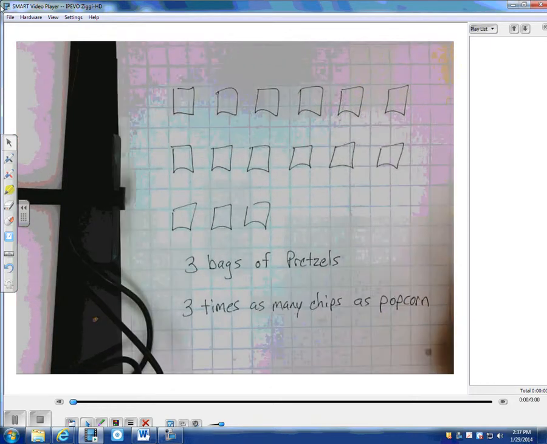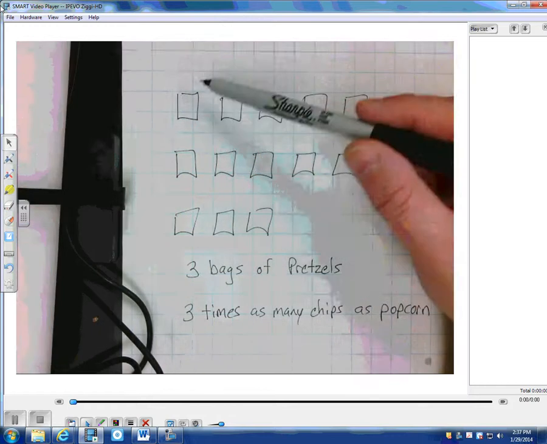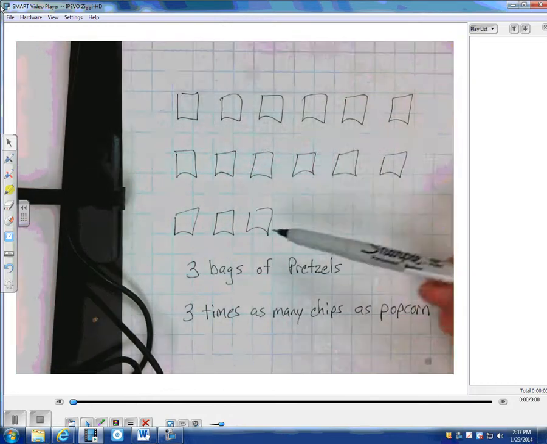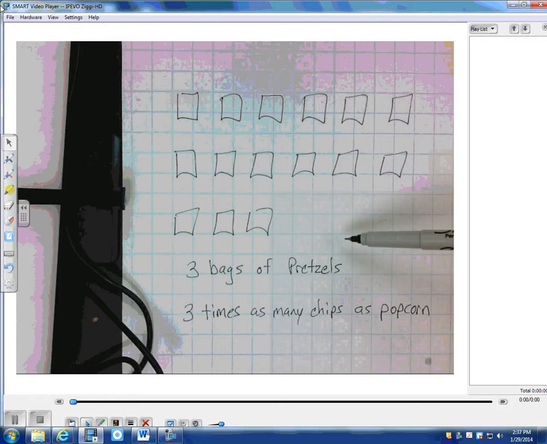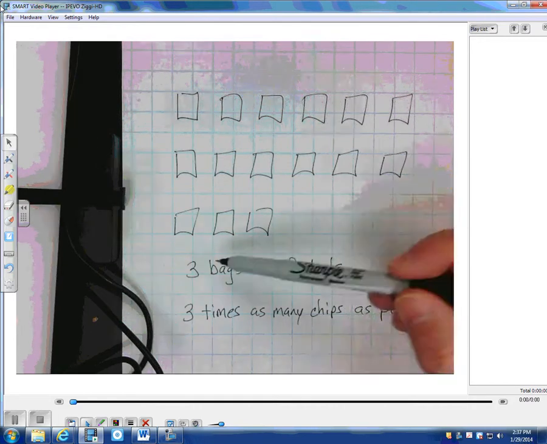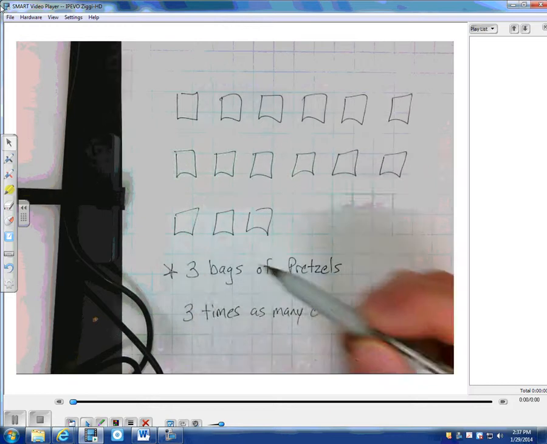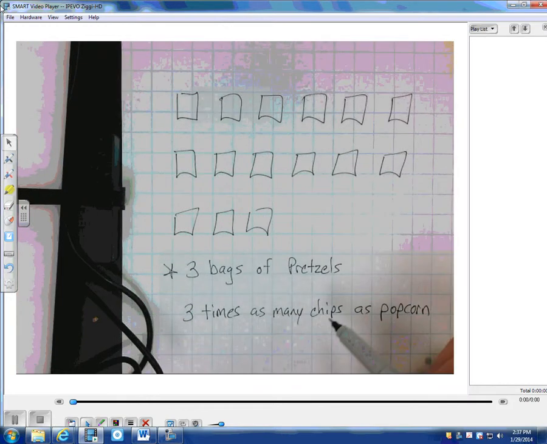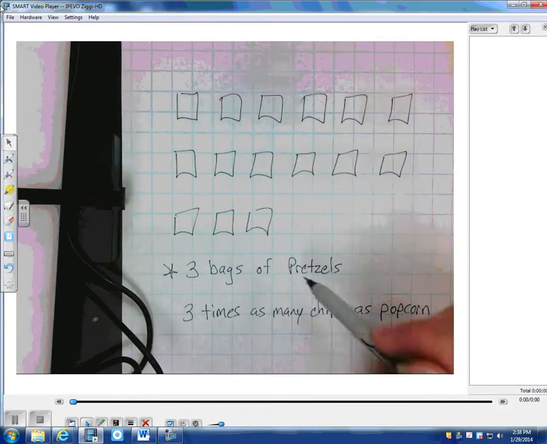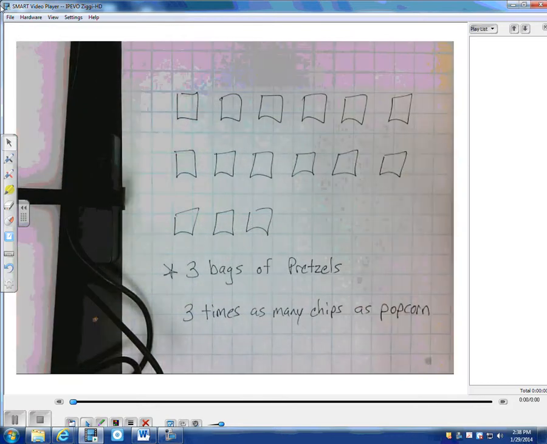So, what I'm going to do first, I made squares here. You can draw anything you want. But I made 15 of them because I know there's 15 bags total. And I know that there are 3 bags of pretzels. So what I'm going to do is just label 3 of the bags. I'm going to put PR for pretzels.